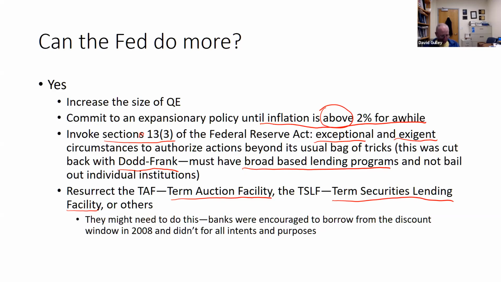They might need to do this because, remember, just a few minutes ago we said, gosh, what the Fed has done is encourage banks to borrow from the discount window. Well, they did the same thing in 2008, but banks did not take them up on the offer. And so this is why the Fed went to the term auction facility to get the liquidity into the hands of financial institutions.